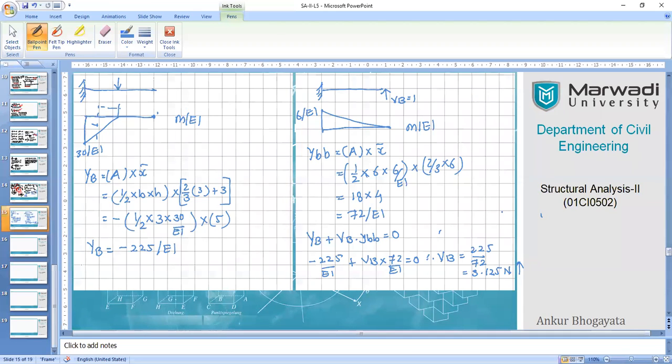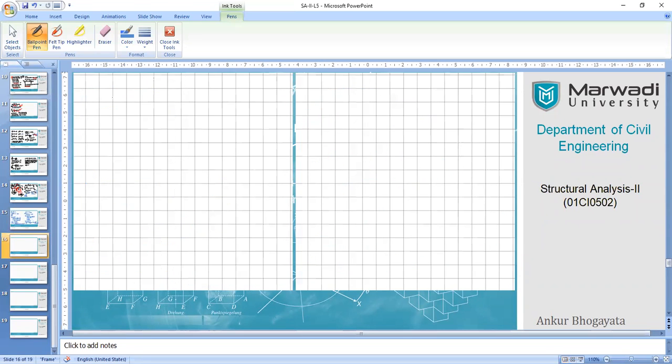So if I use the equation sigma V equals to 0 for this beam, VA plus VB equals to 10. So we know that if we want VA, 10 minus VB, VB is 3.125. So it gives us 6.875. So it is your 6.875 Newton, upward positive.